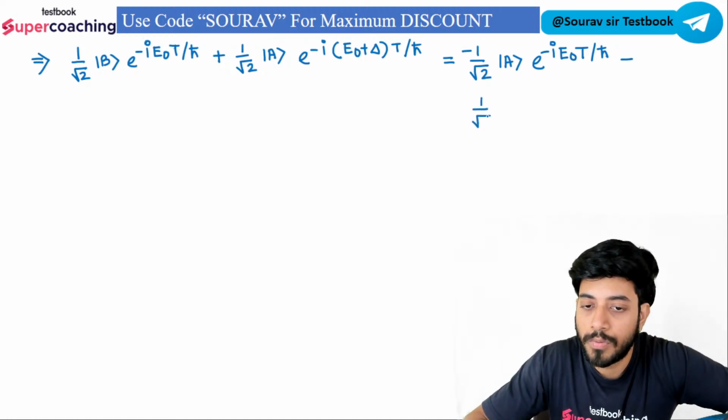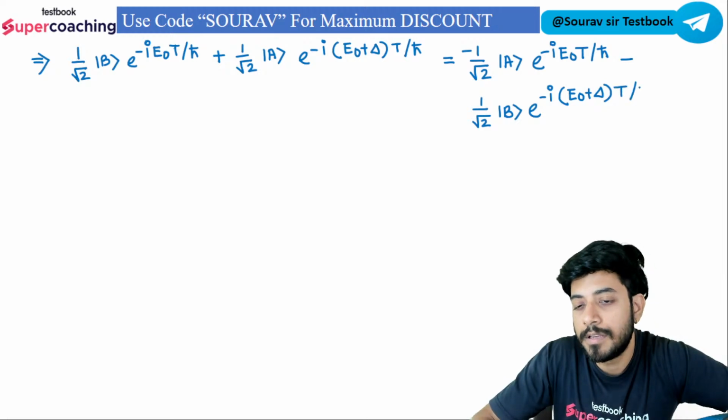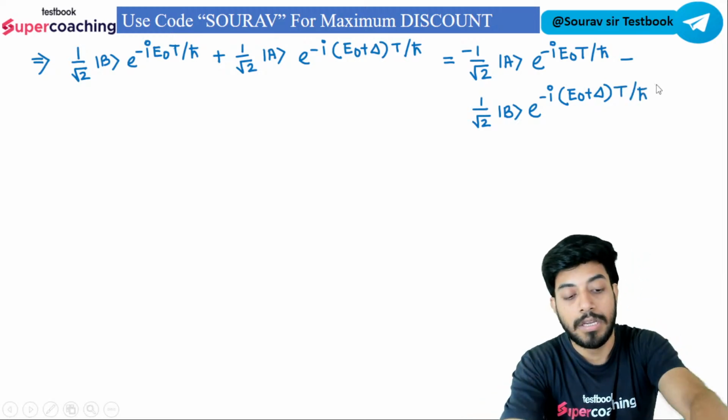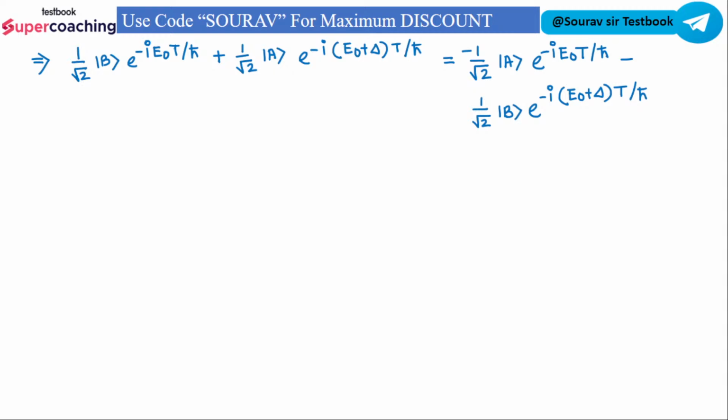1 by root 2 b e to the power of negative I e naught plus delta t by h cut. Just because a and b are linearly independent, so what we can do is equate their coefficients, right? That's one thing we can do, just because they are linearly independent.